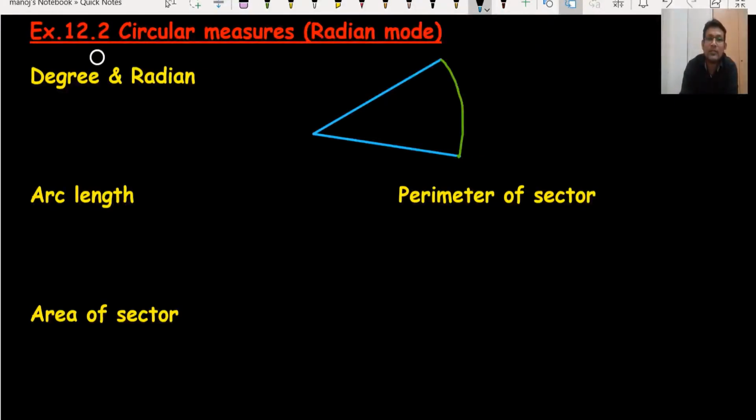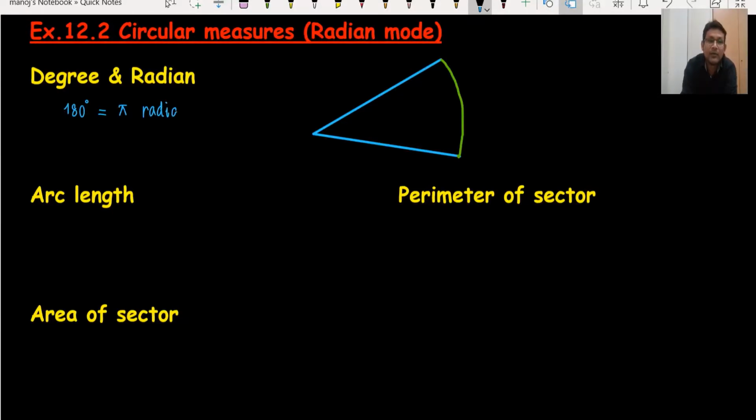Exercise 12.2 is about circular measures. But remember one thing in circular measures, we have all the angles in radian mode. So first of all, we should know what is the relation between the degree mode and the radian mode. So 180 degrees is always equal to pi radians.